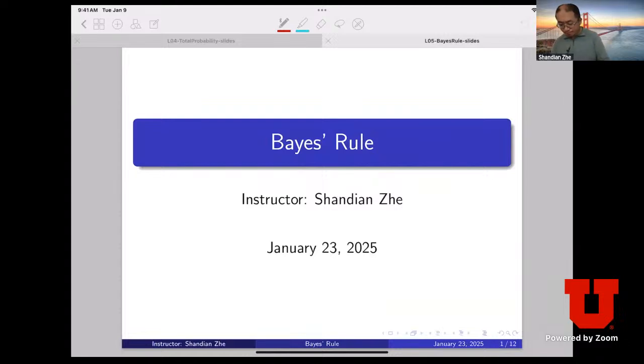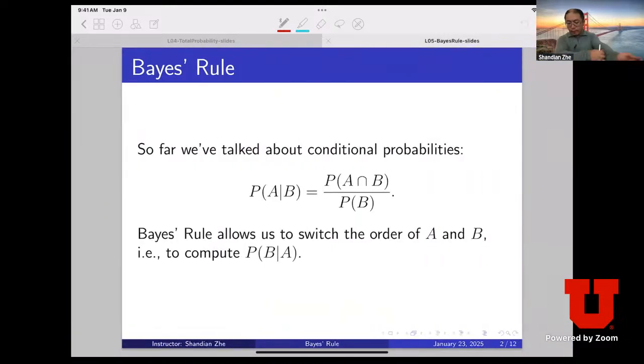So let's see, right? Let us first review the definition of conditional probability. So far we have defined what it means for conditional probability. We talk about two events, right? One event is A and the other event is B. Conditional probability means, given the occurrence of event B, what's the probability of event A to happen? That's the natural language explanation.